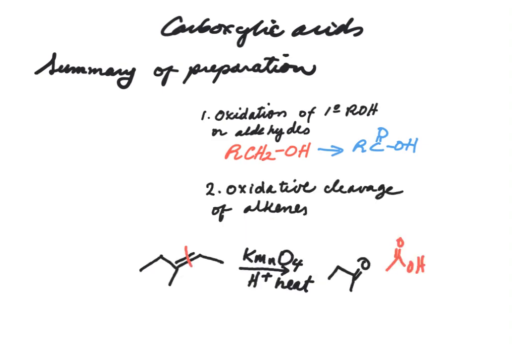Another method for the preparation of carboxylic acid is the oxidative cleavage of alkenes. The condition is to have vinylic hydrogen, so you can split the molecule into two halves, in this case the production of a ketone and a carboxylic acid.